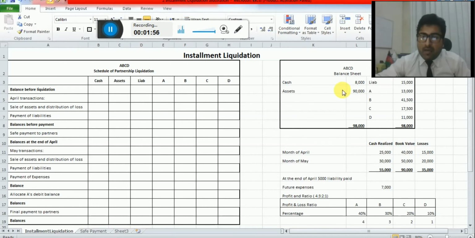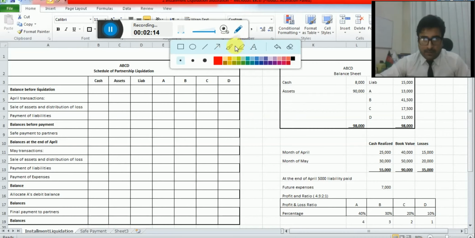What we have is the ABCD balance sheet, where we have cash and assets on the left side, 98,000. On the right side we have liabilities and the ABCD partners, with claims of 98,000. Now how is this business liquidated? Look here. In 2 months, April and May. So 40,000 out of the total assets. How much is the total? 98,000. Look, sorry, 90,000.